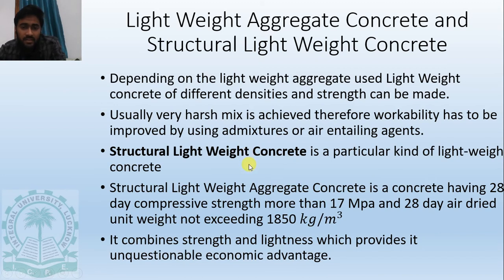Now we have one type known as structural lightweight concrete. It is a particular kind of lightweight concrete. Structural lightweight concrete is the one which has a 28-day compressive strength of more than 17 megapascals and a 28-day air dried unit weight not exceeding 1850 kg per meter cube. That is, it has a minimum compressive strength and it is lightweight. The density is also low, so it combines both strength and lightness. And obviously, if you have a lightweight concrete with good strength, then it's a very good concrete.